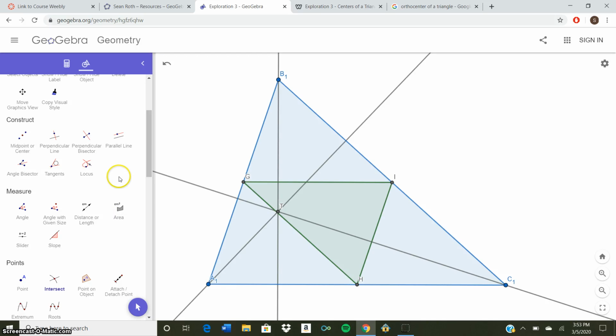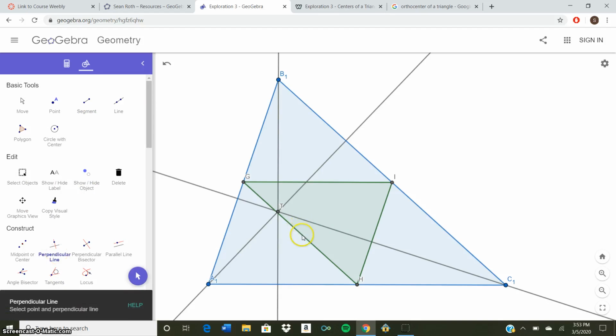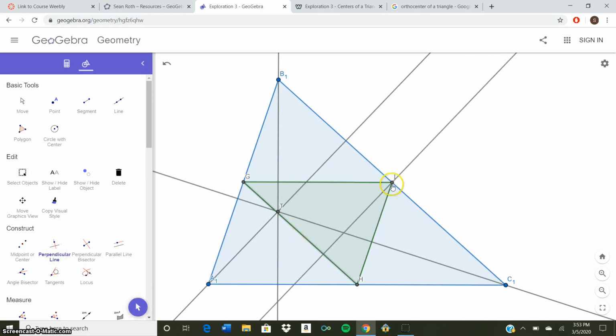So now let's draw it for the medial triangle. So we do the same thing. The altitude is the perpendicular line straight down from the vertex to the opposing base of the triangle. So we go there. And then we do the same here. And we can do the same here.